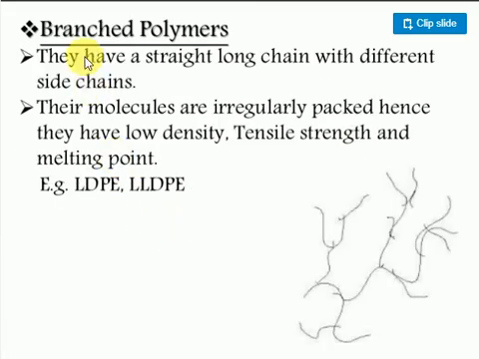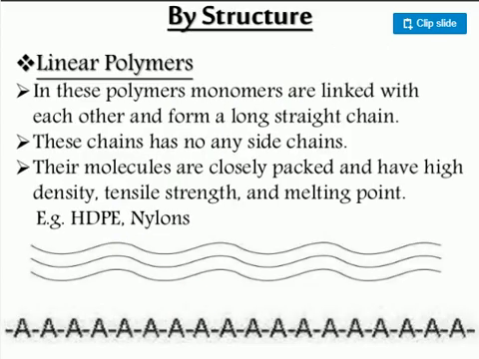Next, coming to the branched polymers. Just imagine some linear polymers are there. Look at the linear polymers: some branches are there, some attachment is there. That's called a branched polymer. Suppose some branches are there, this is called a branched polymer. This is nothing but a branched polymer only. Clear? Generally this is called a branched polymer.